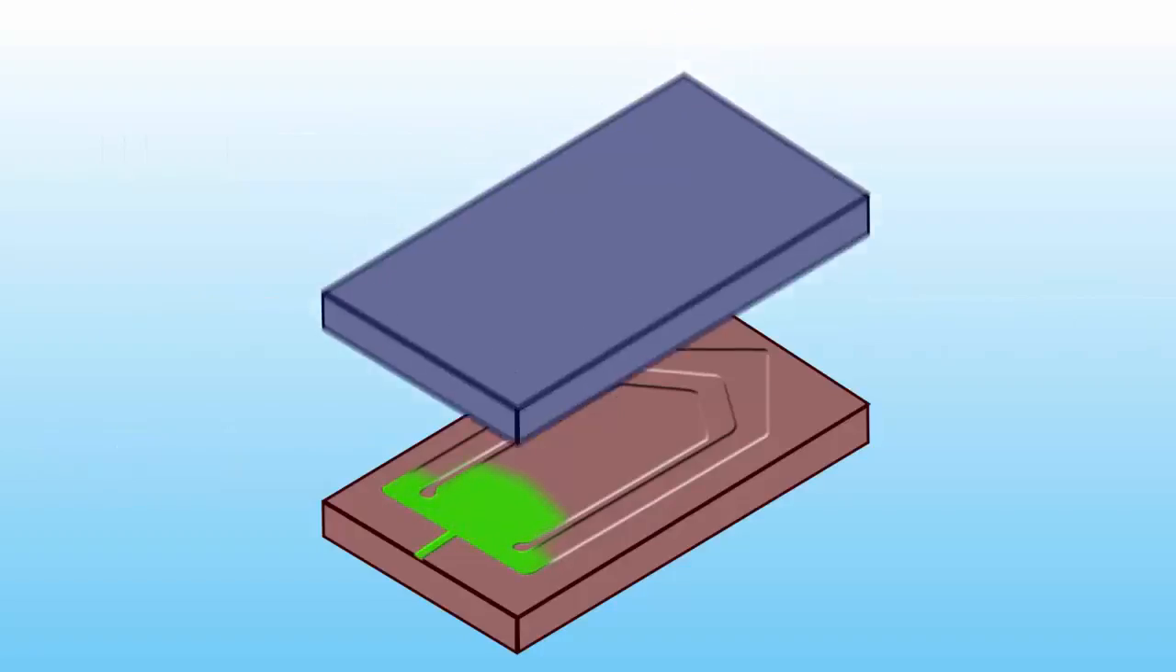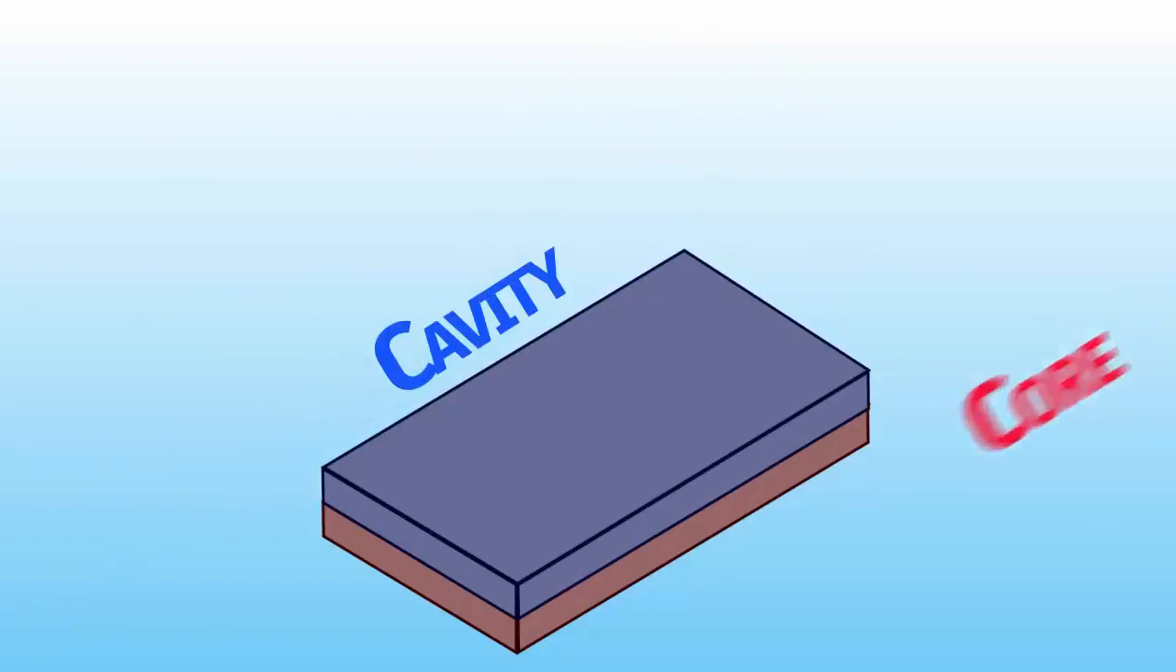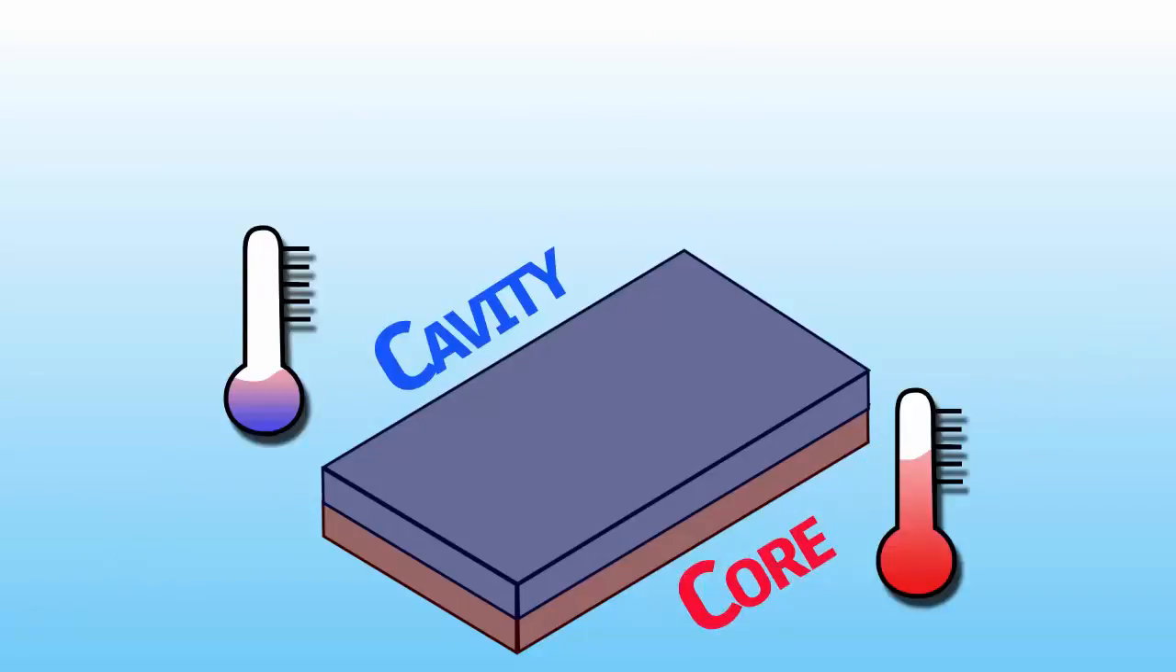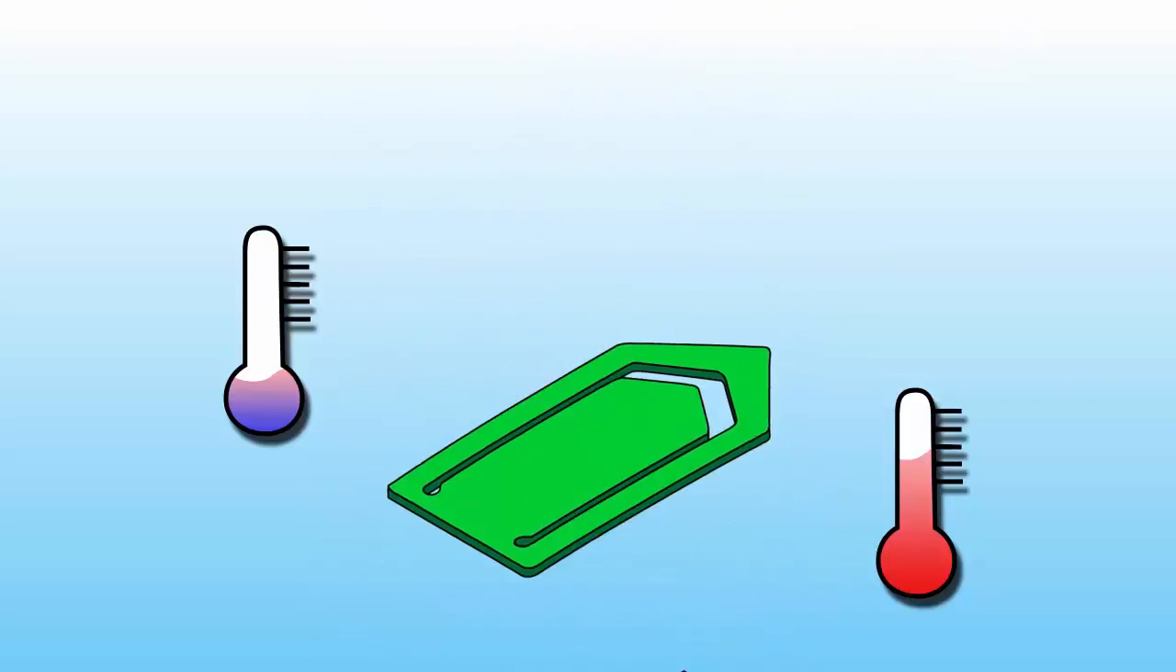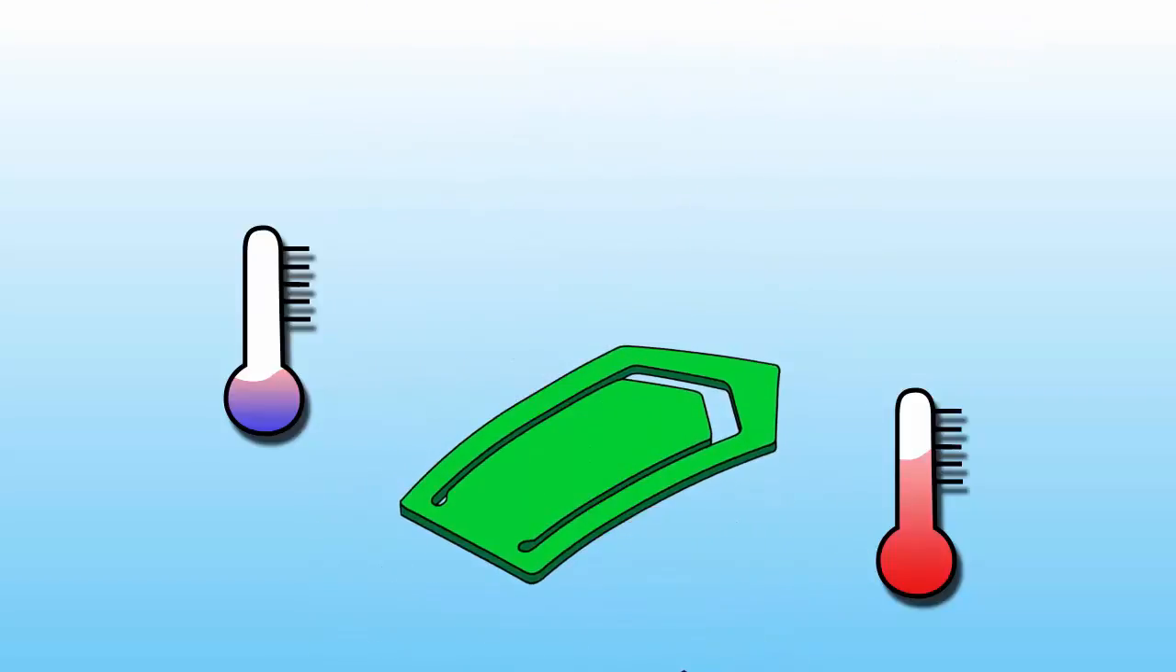Differential cooling relates to how the part cools from the cavity side to the core side. The larger the mold temperature variation is between the cavity and the core, the more influence there is on warpage. Differential cooling causes parts to bow or bend towards the hot side.